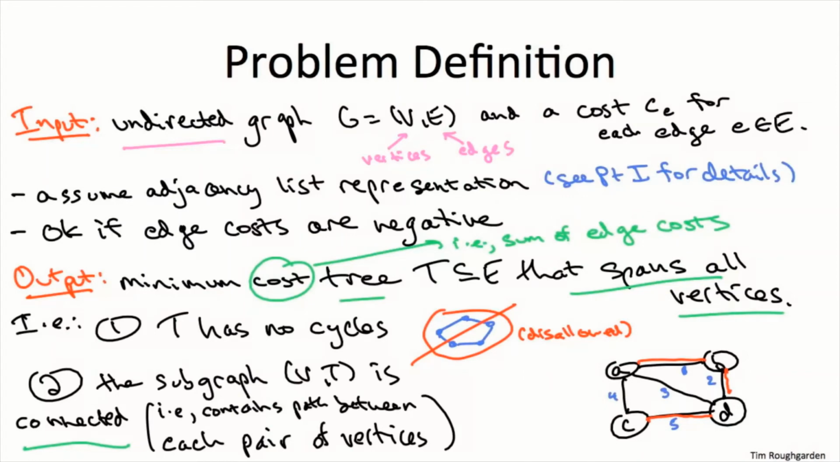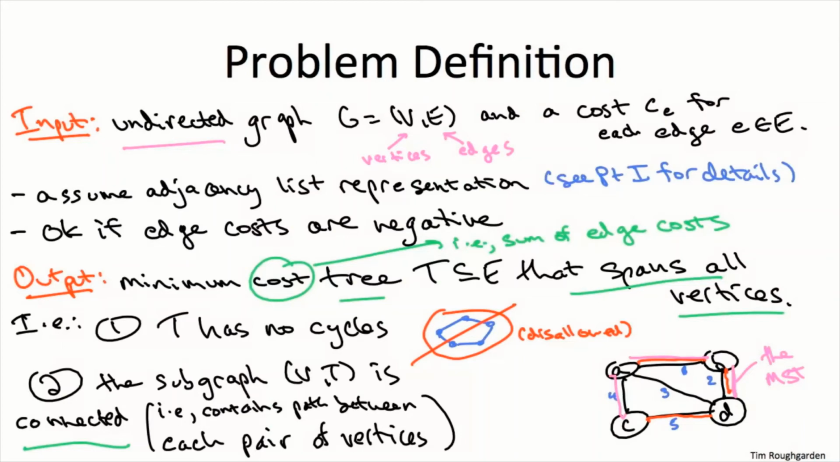However, it is not the minimum cost spanning tree. There is another spanning tree which is even cheaper, has a smaller sum of edge costs, namely the edges AC, AB, and BD. This also has no cycles, it is also connected, but the sum of the edge costs is only 7, smaller than the 8 of the previous spanning tree.